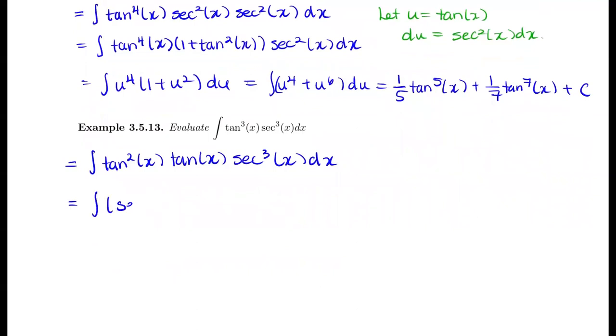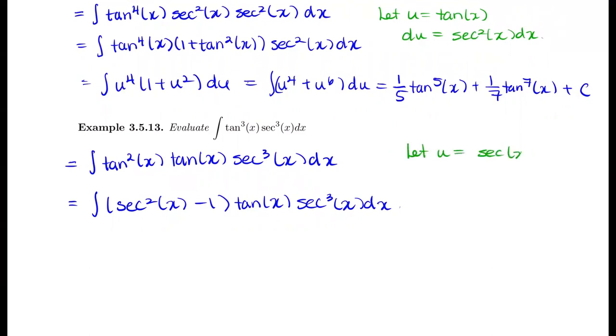So we have secant squared of x minus 1. We have a tan of x. And we have a secant cubed of x here. And then dx. So it should be pretty clear what we're going to substitute here. We're actually going to be substituting our secant here now. So we're going to say let u equal to secant of x. Then that means du is going to be secant of x tan of x dx.